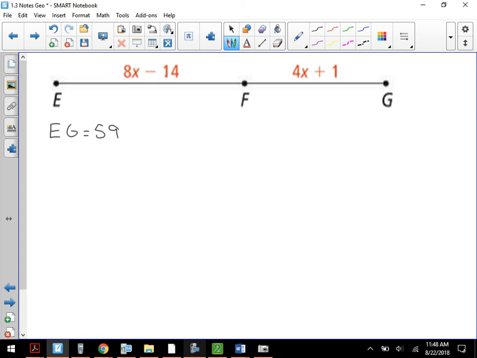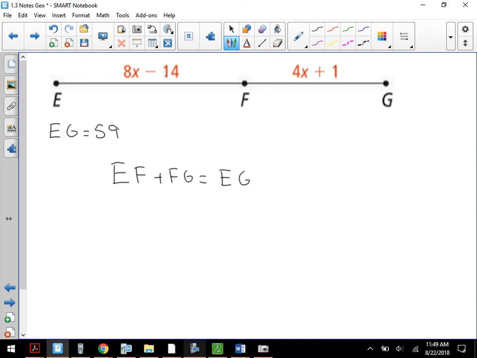EF and FG. What's the whole segment? EG. So that means that I can take the two smaller segments, add them together, and it has to equal the whole thing. I know that I can write out in terms of letters, EF plus FG has to equal the whole thing, EG. Well, according to my diagram, yes, sir.